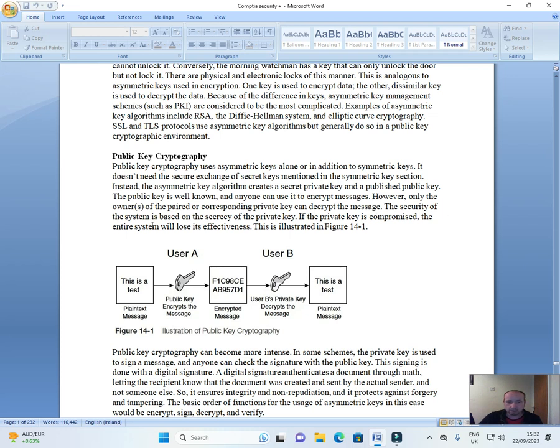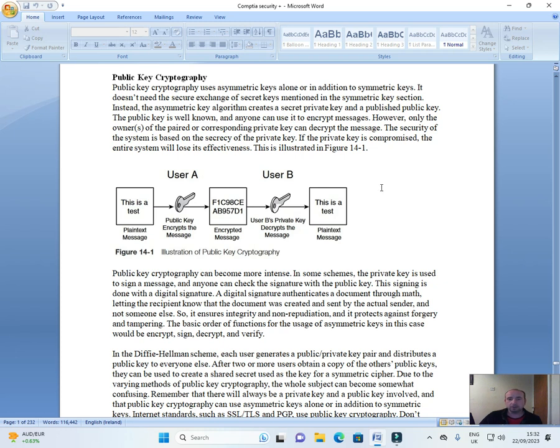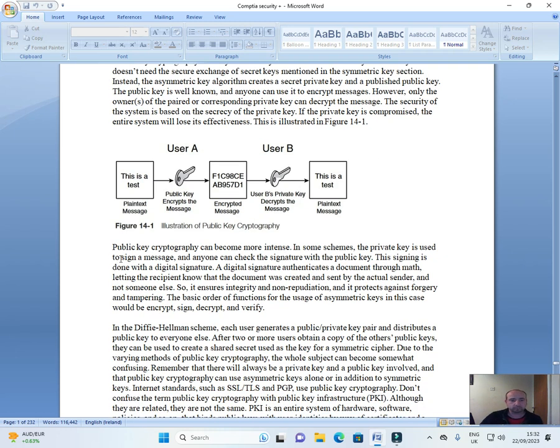The security of the system is based on the secrecy of the private key. If the private key is compromised, the entire system will lose its effectiveness. This is illustrated in figure 14.1. Public key cryptography can become more intense. In some schemes, the private key is used to sign a message and anyone can check the signature with the public key. The signing is done with a digital signature.